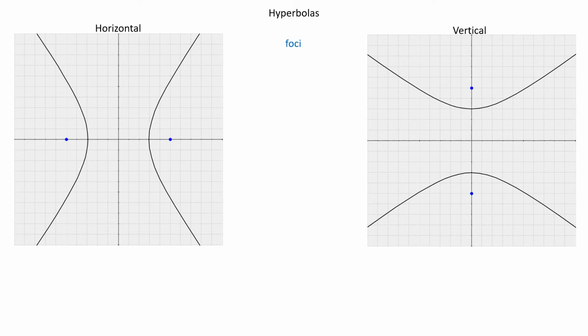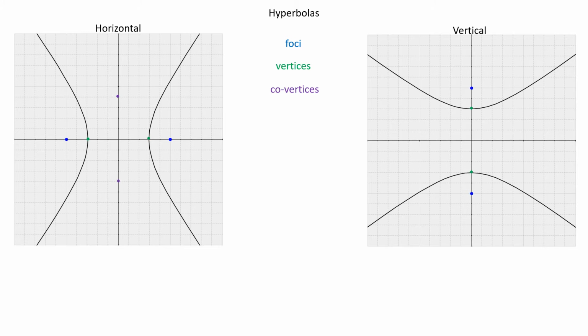We have foci. The foci, again, are outside the vertices, but they're inside, kind of like the parabola. They're inside the curve of the hyperbola. We have vertices. The vertices are right where you'd expect them to be, right at the turning points of the hyperbola, kind of like with a parabola, except we have two of them.